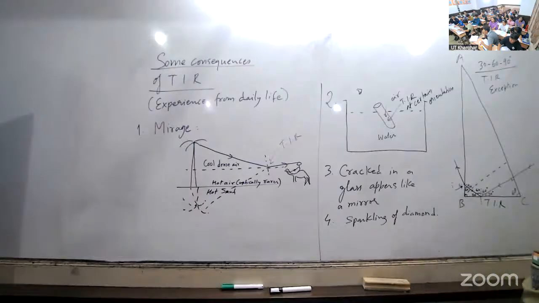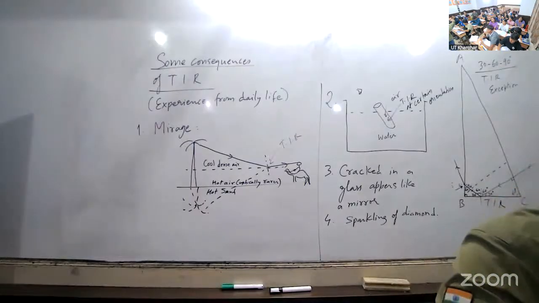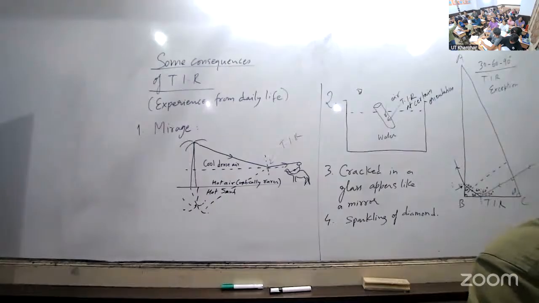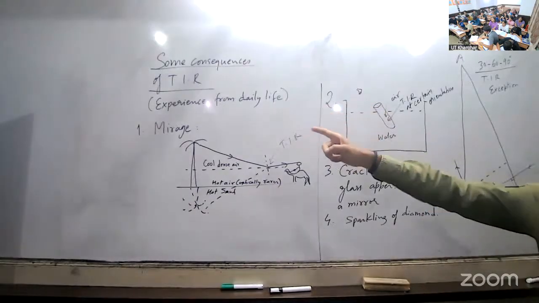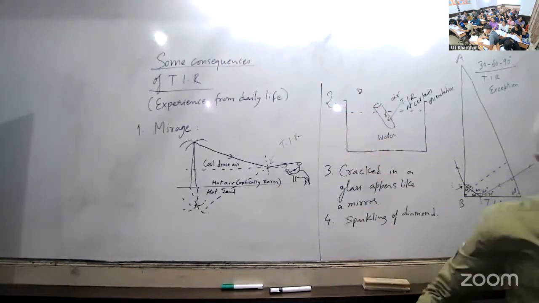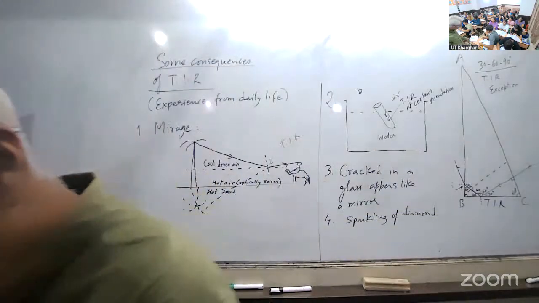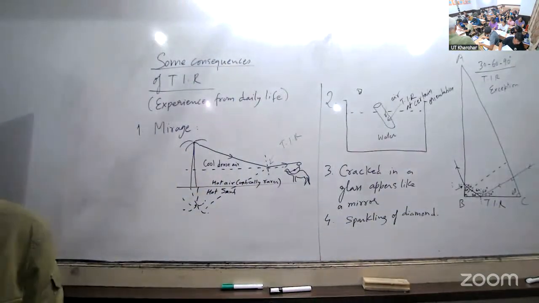Now where is TIR? Once the light has entered inside diamond, diamond is a denser medium. When the light is trying to come out of diamond, outside is air, and then TIR is happening. Okay, that's how they sparkle. So all these cases are consequences of TIR. So that was sparkling of diamond.